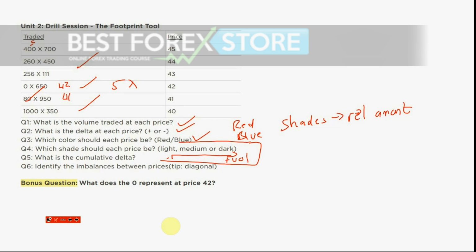So straight away we can see no imbalance there, an imbalance there, potential imbalance there, no imbalance, and no imbalance. So if you got the answer right, that was the imbalance, congratulations. Then to answer the bonus question, very simply, what does the 0 represent at price 42?